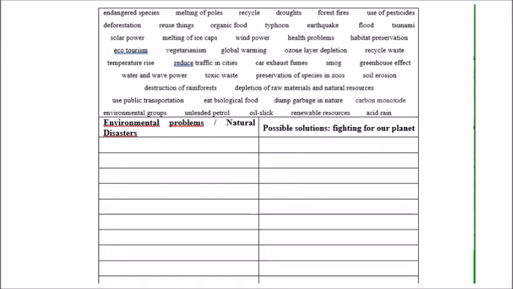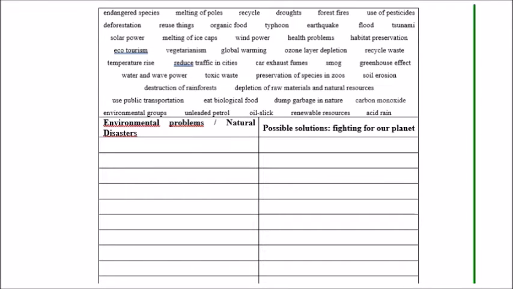vegetarianism, global warming, ozone layer depletion, recycle waste, temperature rise, reduce traffic in cities, car exhaust fumes, smoke, greenhouse effect, water and wave power, toxic waste, preservation of species in zoos, soil erosion, destruction of rainforests, depletion of raw materials and natural resources, use public transportation, eat biological food, dump garbage in nature, carbon monoxide, environmental groups, unleaded petrol, oil slick, renewable resources, and acid rain.